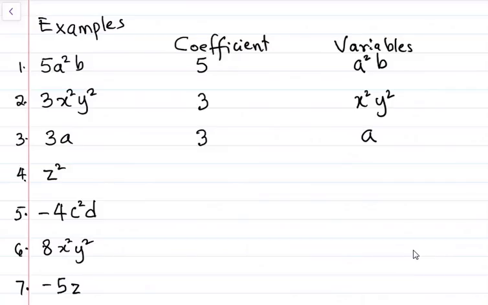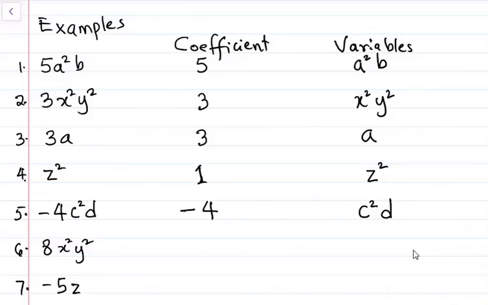In this case, for number 4, we have z squared only. What do you think the variable will be? The variable will be z squared. Pretty easy. Then what about the coefficient? The coefficient will be 1. You guessed that right. Now for number 5, we have minus 4 c squared d. What is going to be the coefficient? Our coefficient will be negative 4, while the variables will be c squared d.